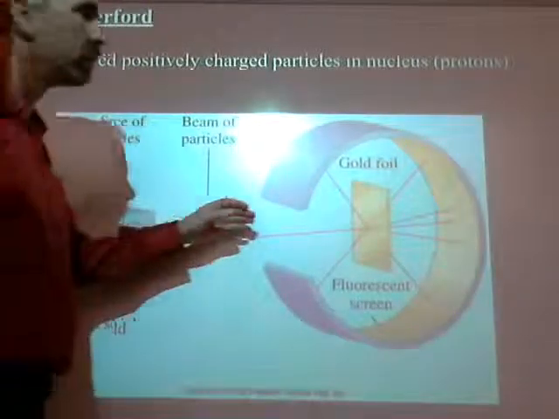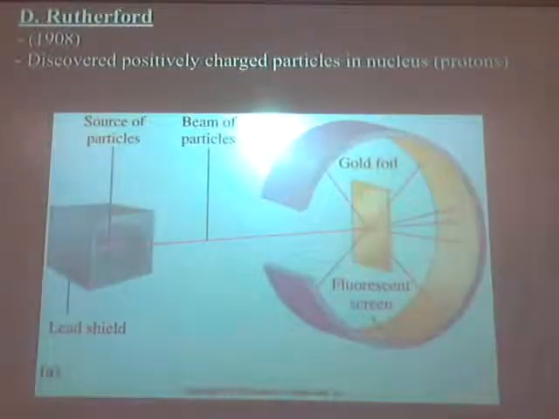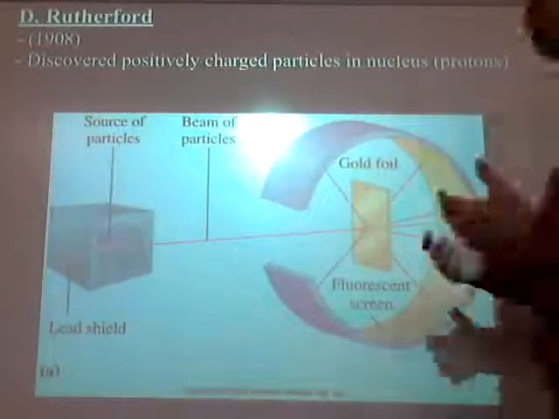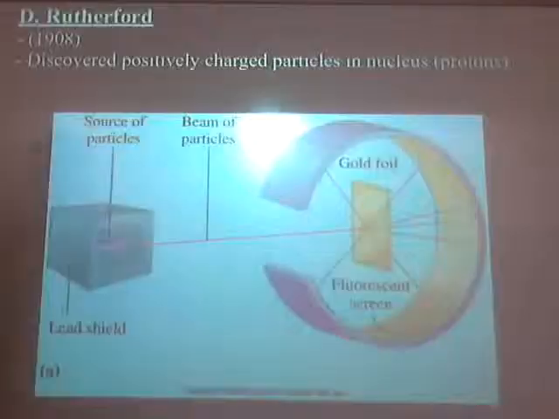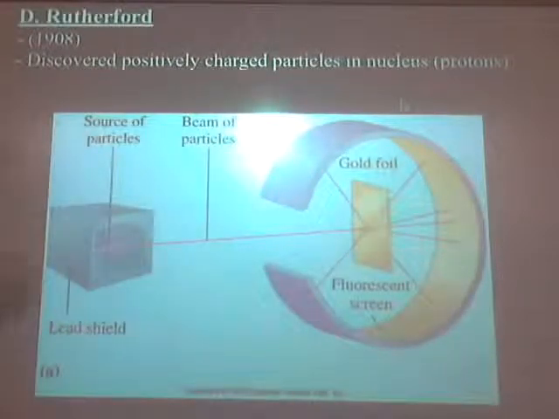The fact that most of them went straight through tells me that most of an atom has what there? What is there in most of an atom? Nothing. Space. Electrons are flying around, as you guys already know. Let me show you what I mean. That picture you saw a little while ago is by no means to scale. Let me show you why.